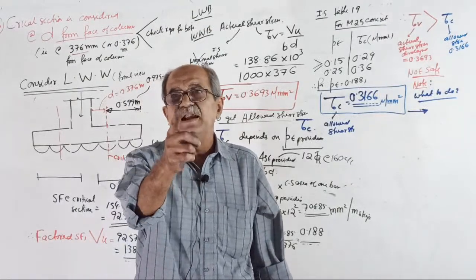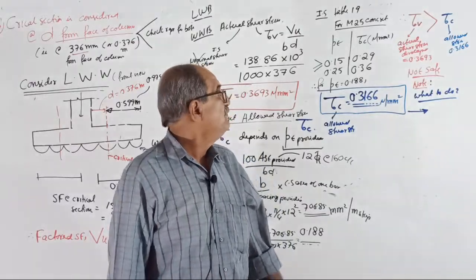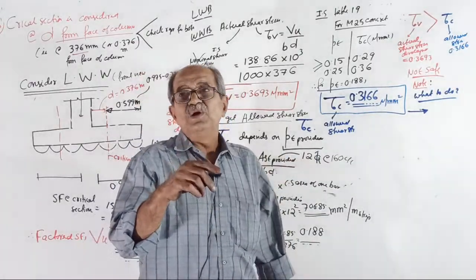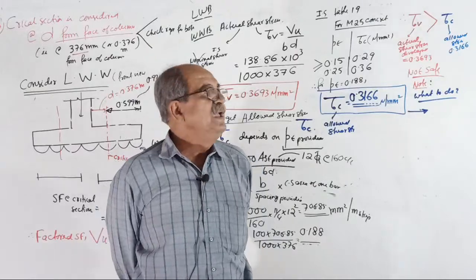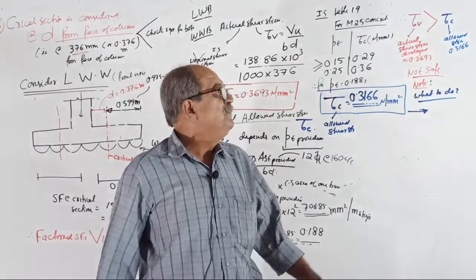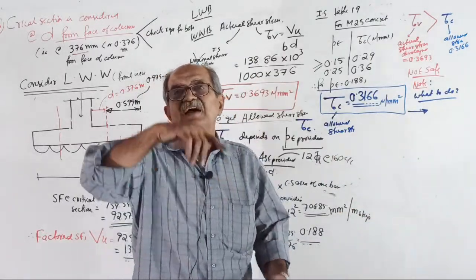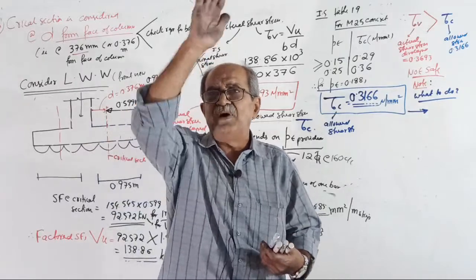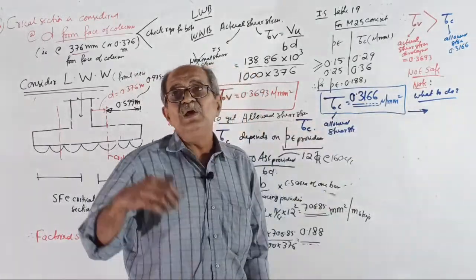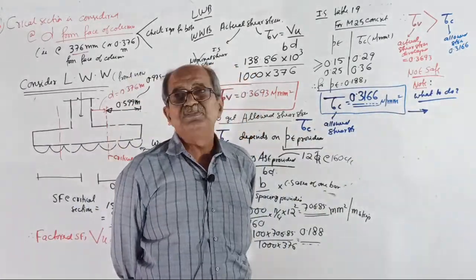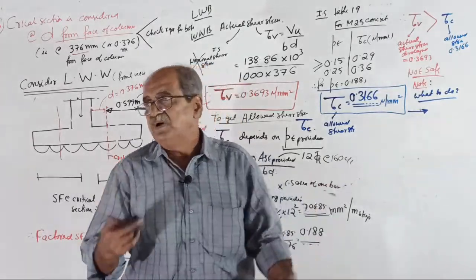If you take a higher depth, there are two benefits here. One, you need not once again check for punching shear. Clear? People will laugh like anything. If you increase the depth, do not check punching shear once again. Punching shear effect will come further lesser. If you decrease the depth, then you have to check. If you increase the depth, you need not bother about punching shear. It will be over safe. Clear or not?